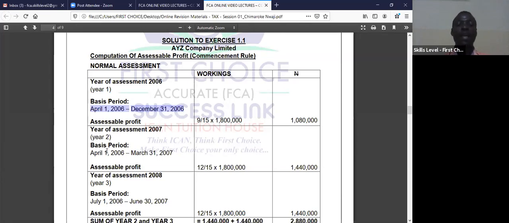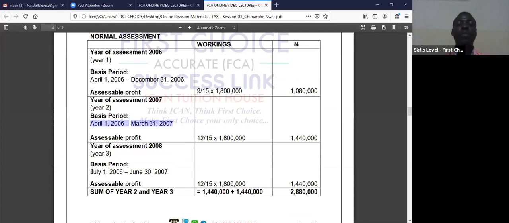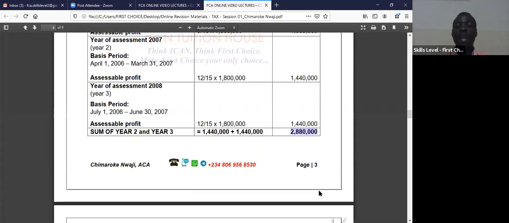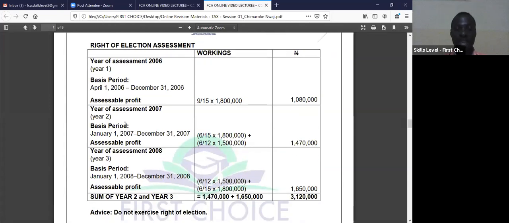The second year is on normal basis, going to be from the date the business starts, 12 months from the date the business starts. Then the third year will be 12 months ending on the accounting date chosen by the company, which is preceding year basis. And after you do that, you add the second and third years together, and you get a figure. Then you come back and do the second and third again.